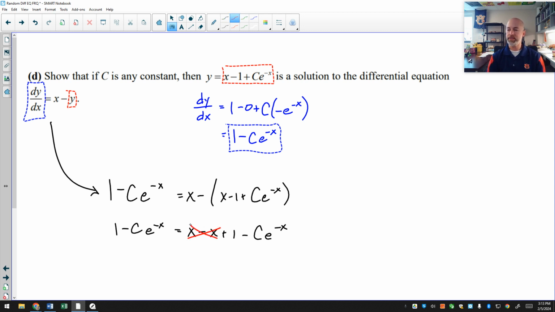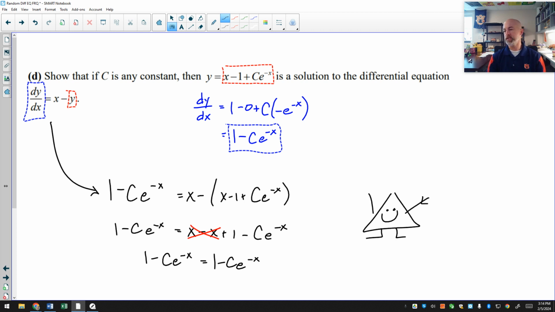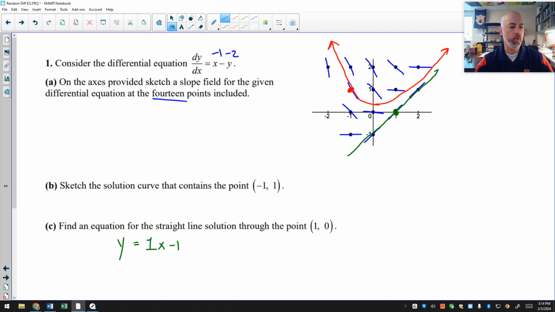Right here, we can see x minus x subtracts away, and we are left with 1 minus ce to the negative x equals 1 minus ce to the negative x. And that indeed finishes our little proof that that is indeed the solution to the differential equation. Or I should say a solution. There are other solutions, but that is a solution. And we can draw triangle man of victory, and we are done with this question. And that was it for this one. Without the separation, it ended up being quite quick.